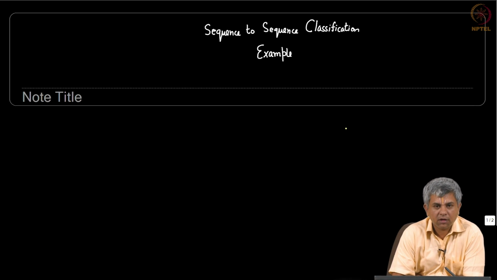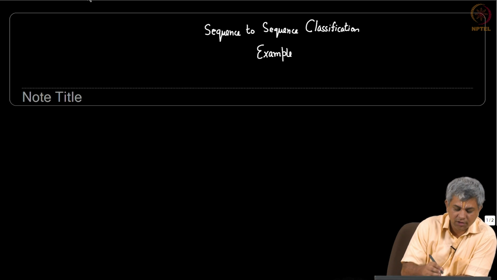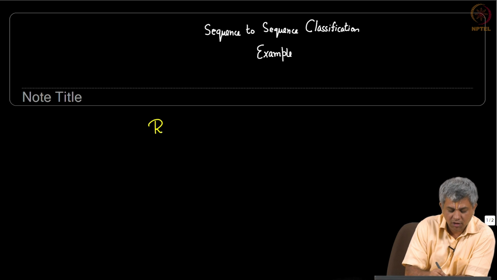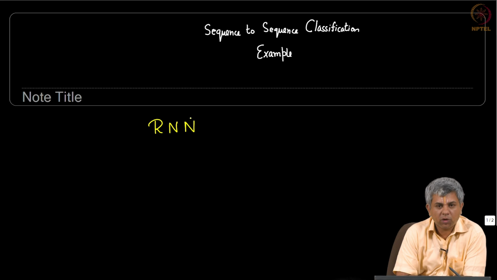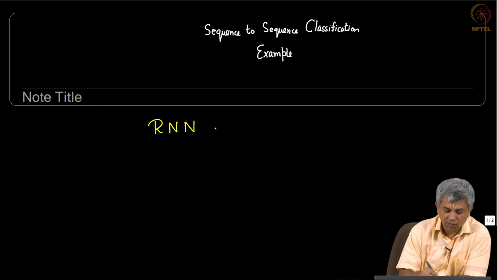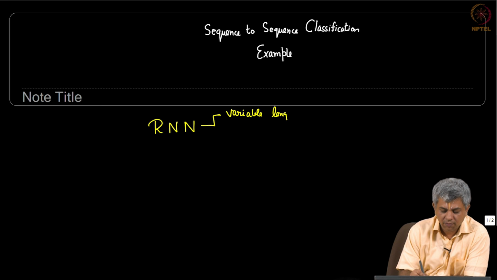Welcome back. In the last video we saw an introduction to RNNs. RNNs, remember, stand for recurrent neural networks. I told you about two important properties that RNNs have that typically CNNs and ANNs can't handle. One of them was variable length, and the second thing is sequential data.